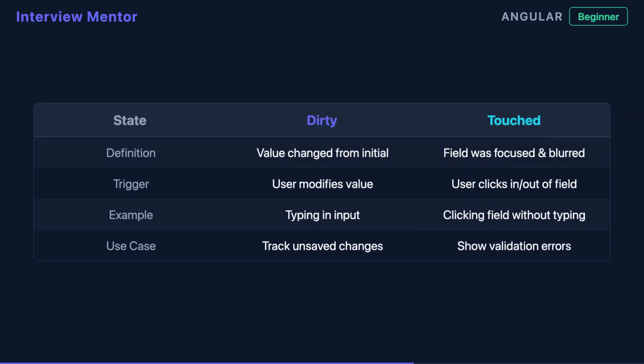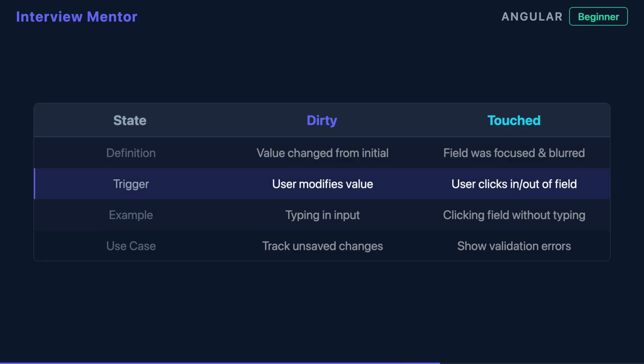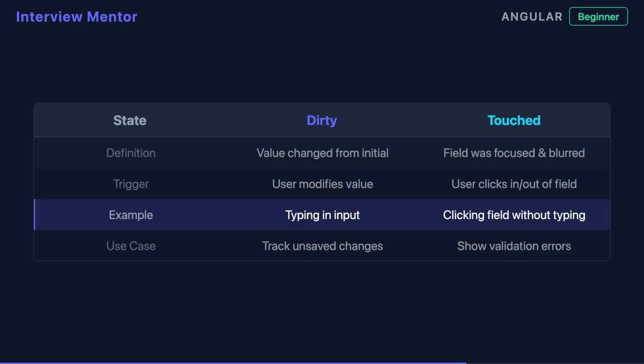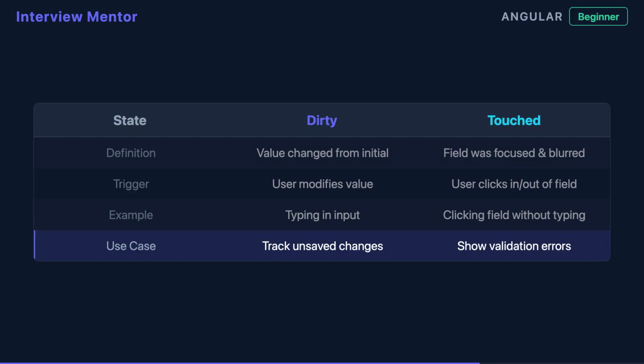Here's a common gotcha. Dirty is not the same as touched. Dirty means the value changed, while touched means the field was focused and then blurred. A field can be touched without being dirty if the user clicked in and out without changing anything. And a field can be dirty without being touched if you programmatically set its value.